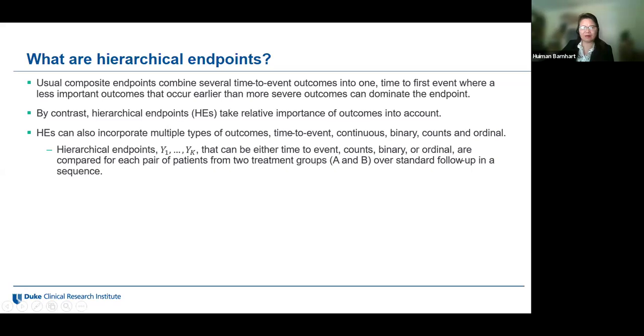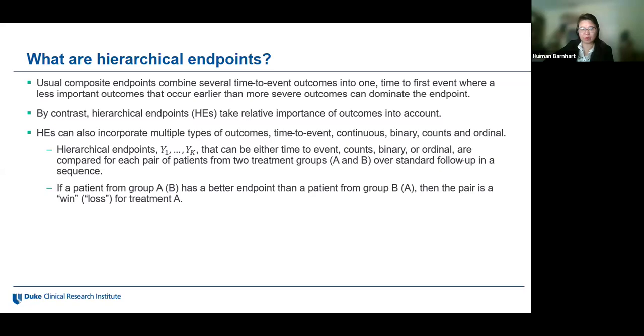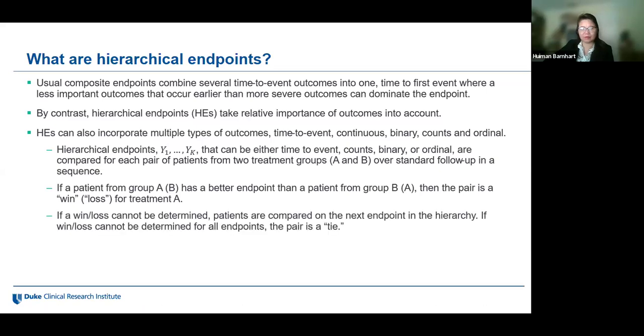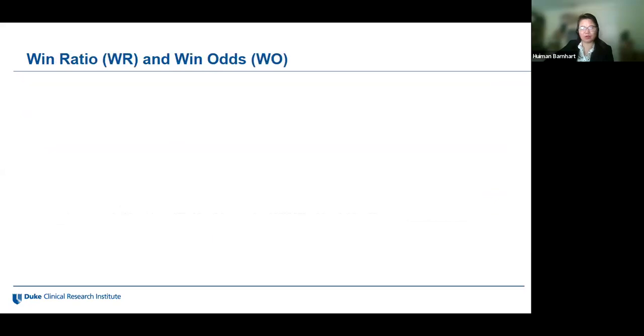So let's say you have K hierarchical endpoints, and there are two treatment groups, A and B. A is active, B is control, over standard follow-up time. For hierarchical endpoints, you first compare the first endpoint that's rated as the most important. If it has a better endpoint, then the pair is a win for treatment A. And if it cannot be determined, then you go to the next one and so on, going through the hierarchy. Then at the end, the pair is either a win or a loss or a tie.